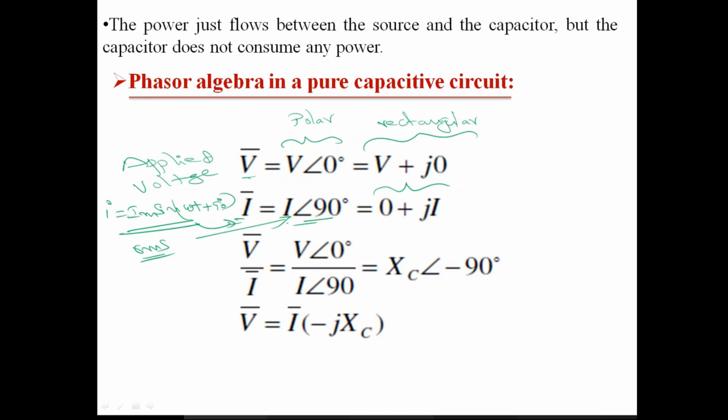And this can be represented in the rectangular form as 0 plus j I. Plus 90 degrees can be written as plus j, as I already mentioned when I explained the j notation. Plus 90 degrees can be represented as plus j, right? That is why we have represented it as 0 plus jI.